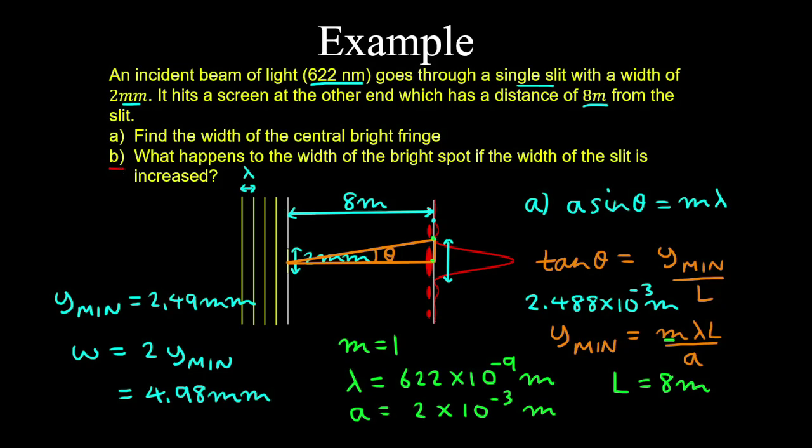And in part B, we're asked what happens to the width of the bright spot if the width of the slit is increased. So as we can see, as A is increased, the width of the bright spot gets reduced.